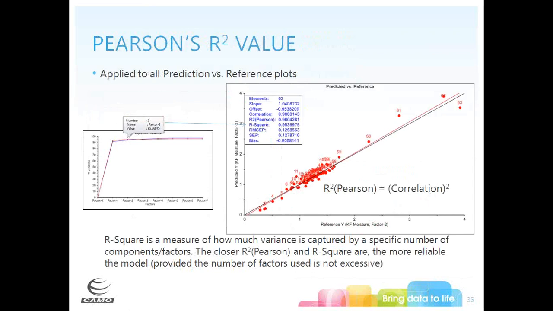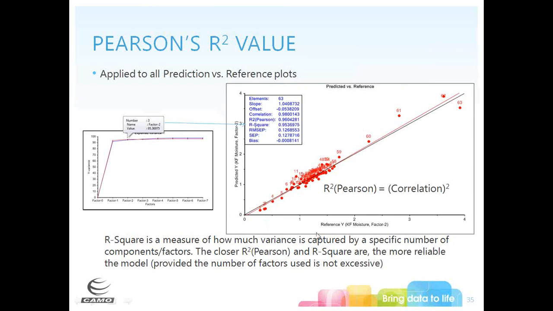Another thing that we've added now to our statistics that we show on our predicted versus reference plots in regression is the Pearson's R squared value. We've always shown the R square value, and this indeed is a measure of how much variance is captured by your model, whereas the Pearson's R squared is the square of your correlation value. So we've added now the Pearson's R squared to the statistics box just below correlation and above R square.